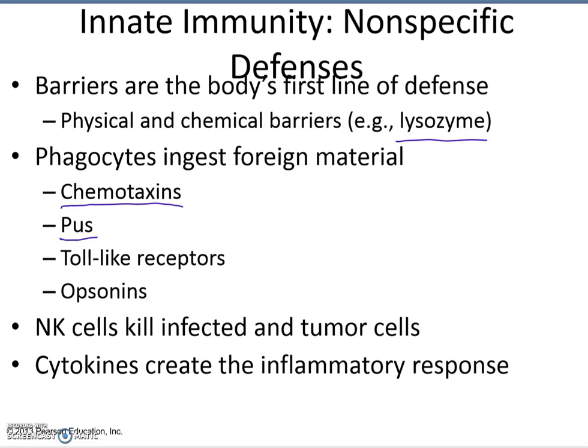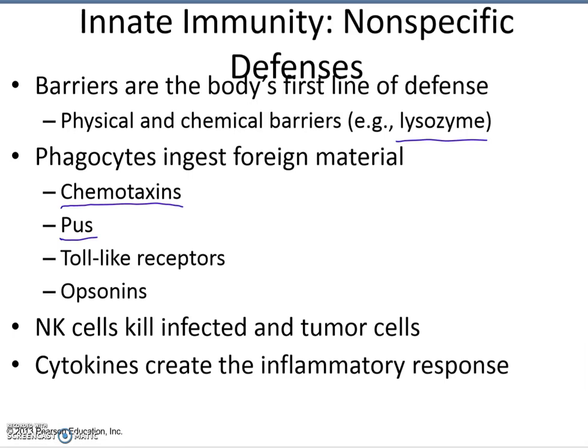Opsonins are basically also coding mechanisms where you can attract, let's say, a macrophage, making it easier for the macrophage to detect a bacterium that it should eat. So chemotoxins are more released to attract white blood cells, and opsonins are more substances that signal to a white blood cell, hey, you need to eat this thing.